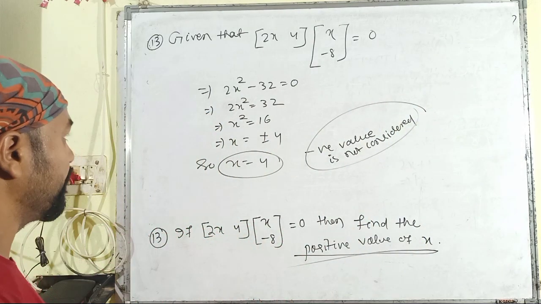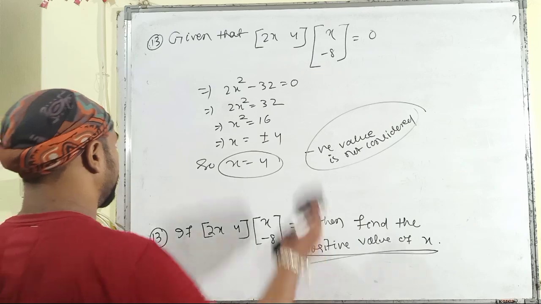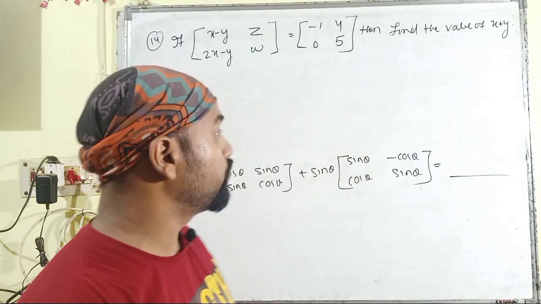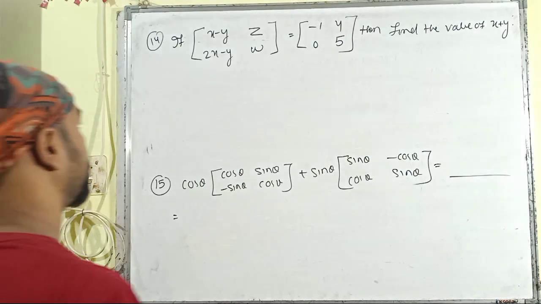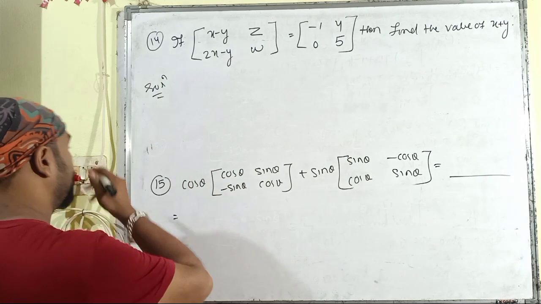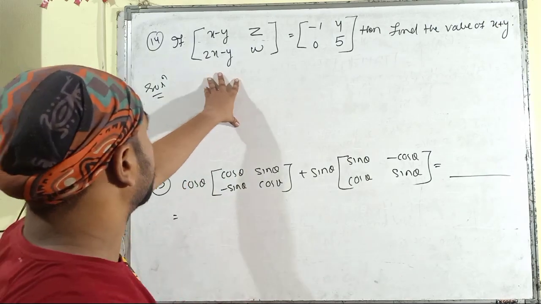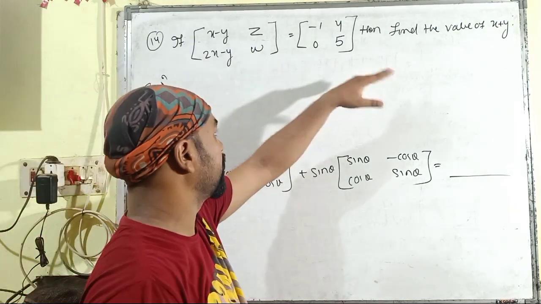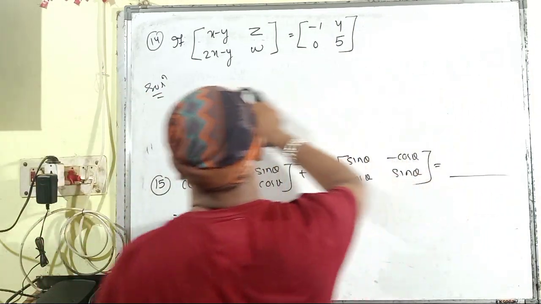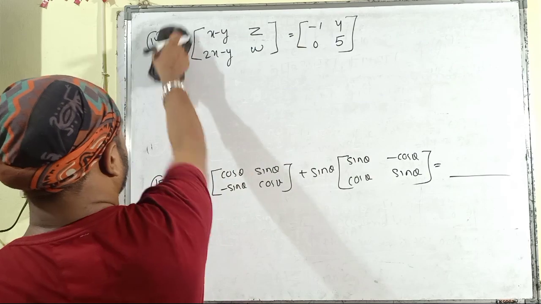Then moving to the problem number 14 and 15. Now let us move through the last two problems of this current video session. So here it is the problem number 14, and it is given that if these two matrices are equal with each other, then we have to find out the value of x plus y. Okay, let us solve the problem here.